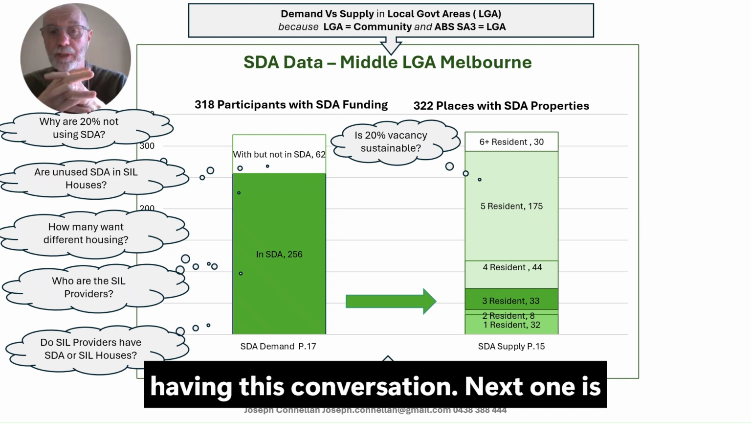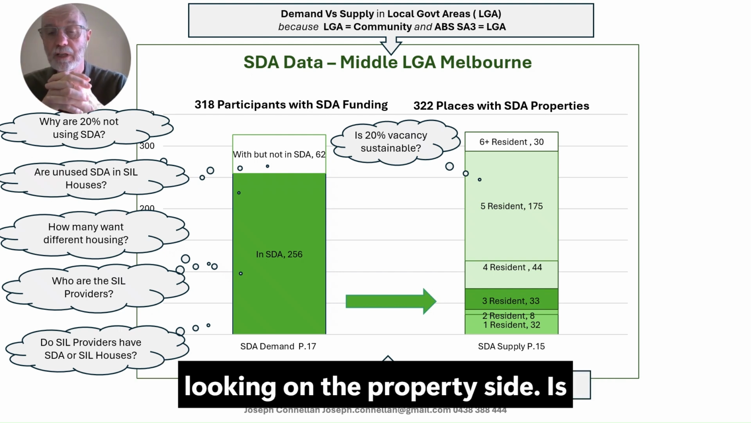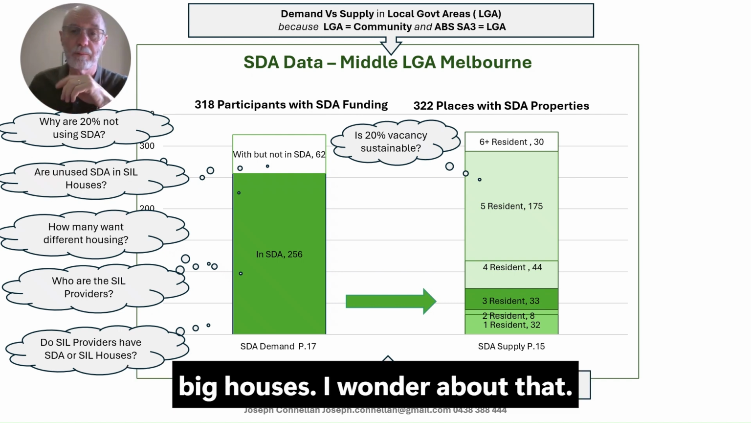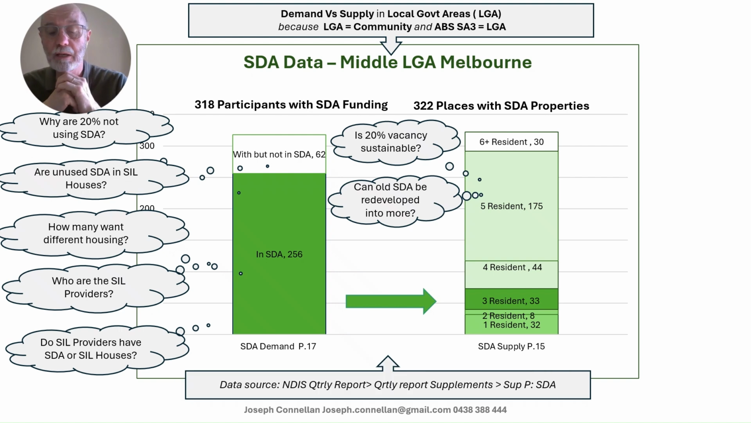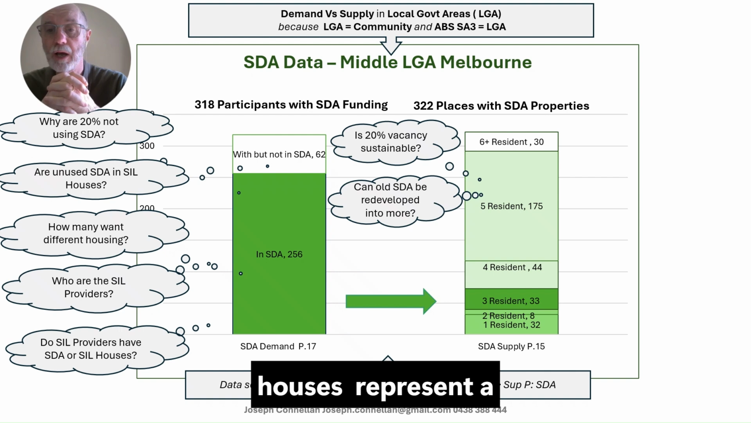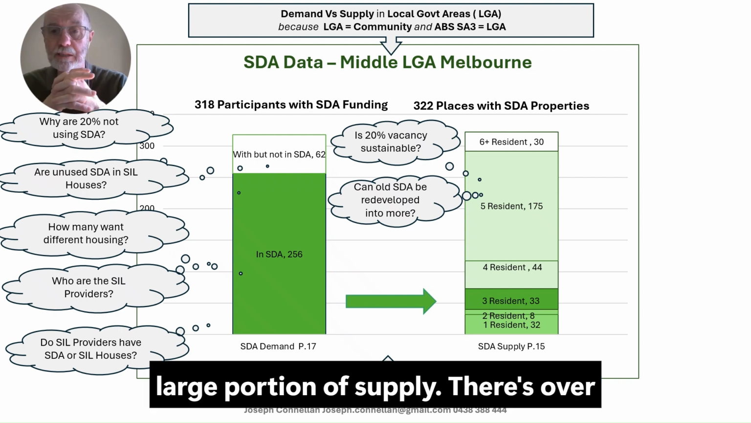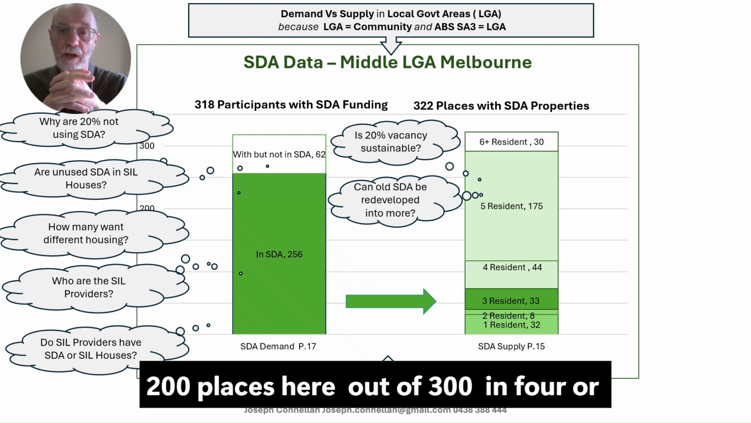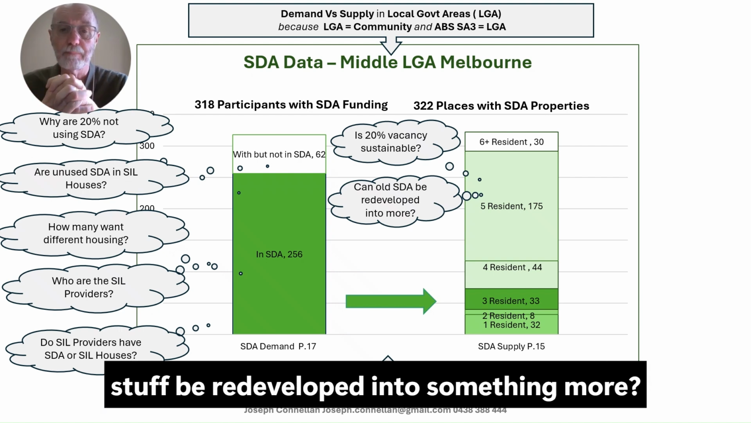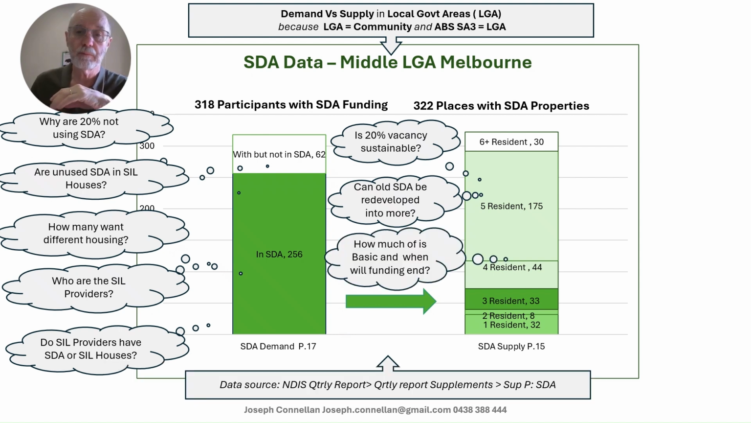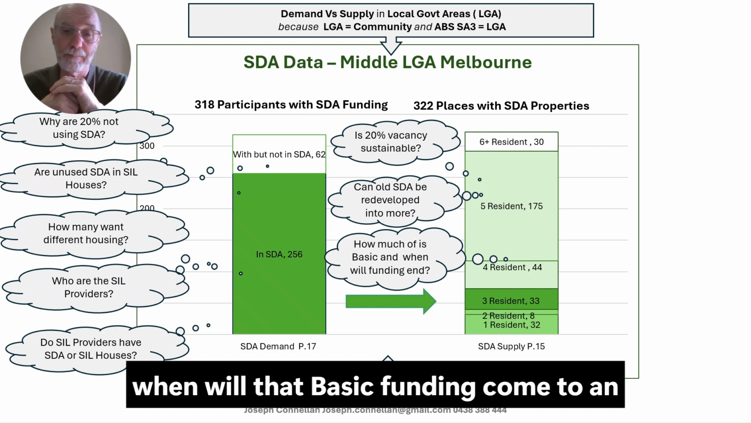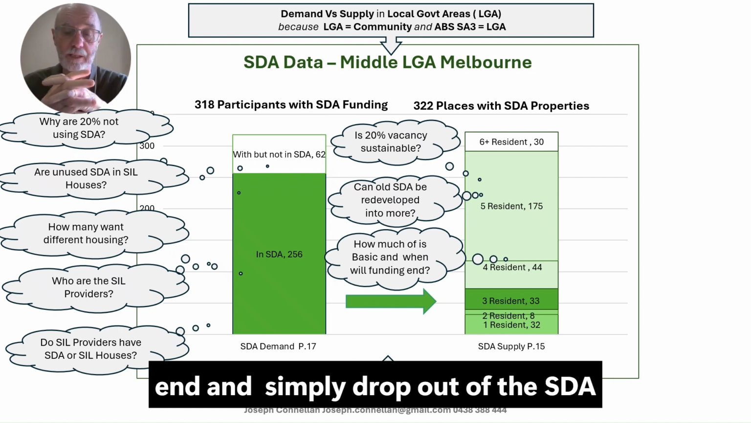Next one is looking on the property side. Is a 20% vacancy a sustainable one? Particularly if we've got old and big houses. I wonder about that. Looking at these old and big houses, this of course represents a large proportion of the supply. There's over 200 places here out of 300 in 4 and 5 bedroom stock. So can this old stuff be redeveloped into something more? And the other subsequent question, I suppose, is how much of it is basic, and when will that basic funding come to an end and simply drop out of the SDA system?